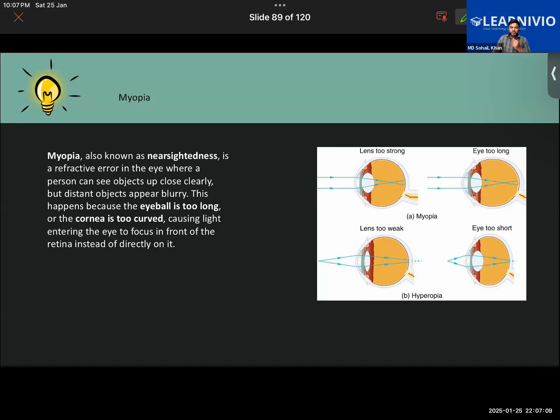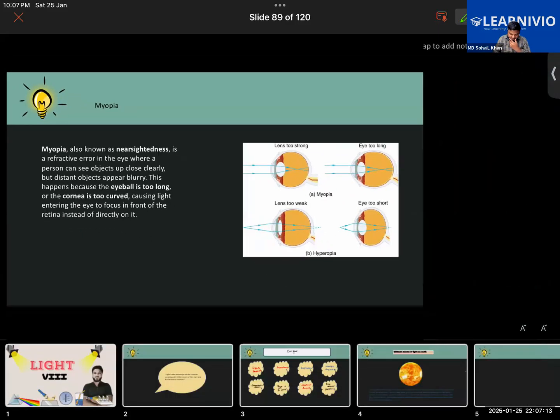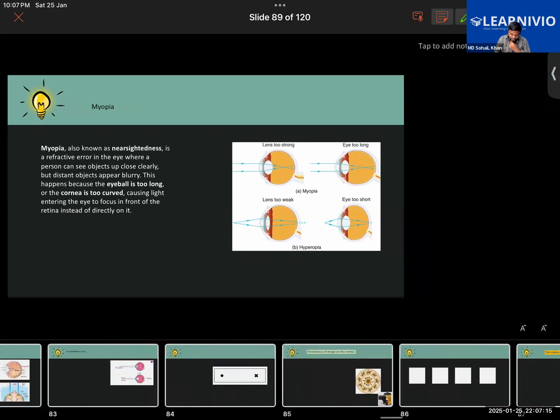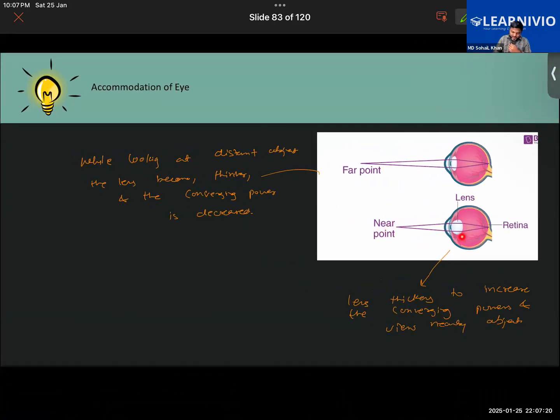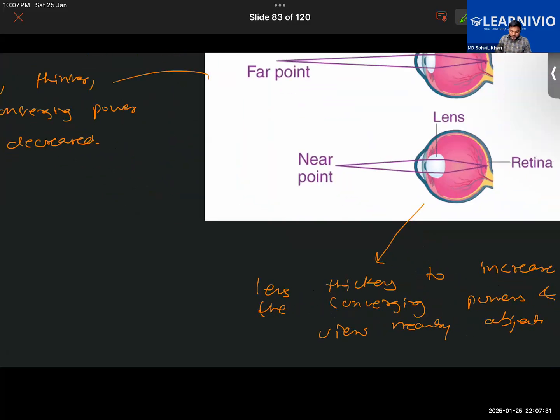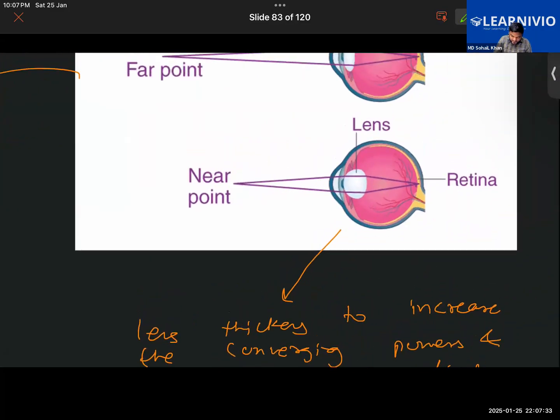Because we know that in order to look at objects that are kept nearby, as we discussed about accommodation, the eye lens becomes thicker and focuses the image onto the retina. But if the eye lens becomes too thick, too strong, then instead of focusing the rays of light onto the retina, it will be focusing it over here. Hence, you won't be able to look at objects kept far away from you.